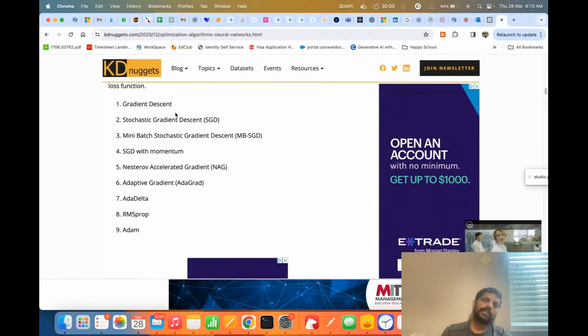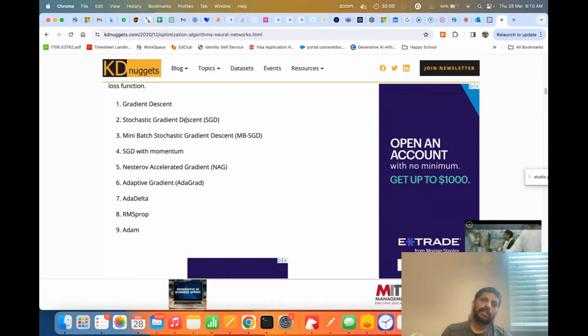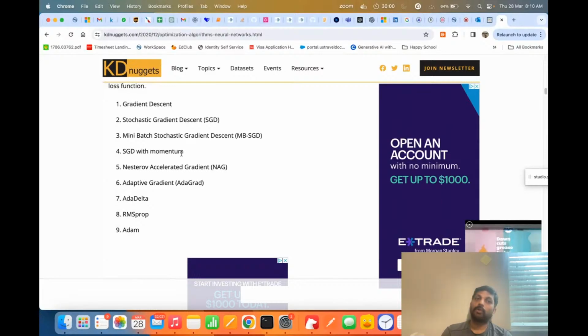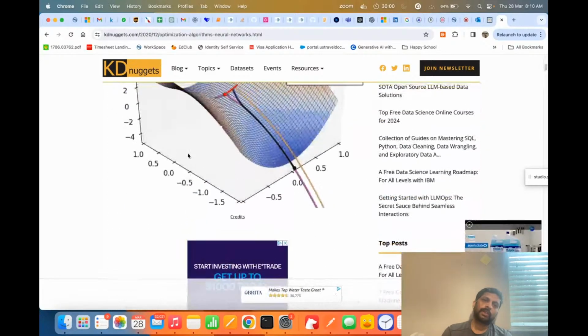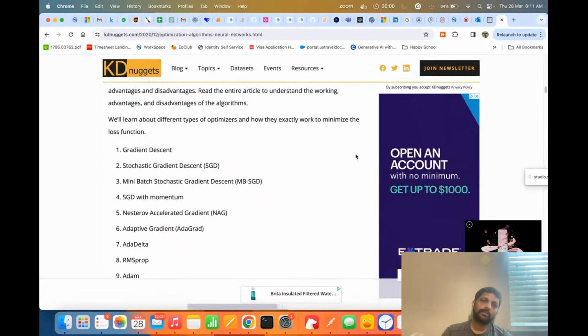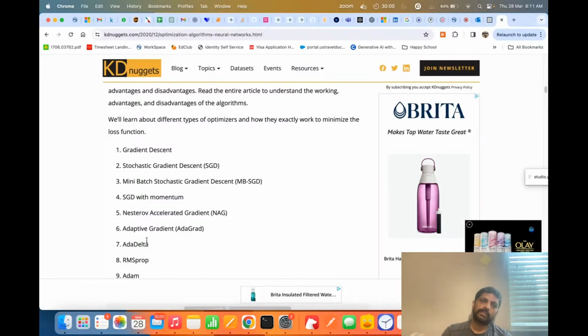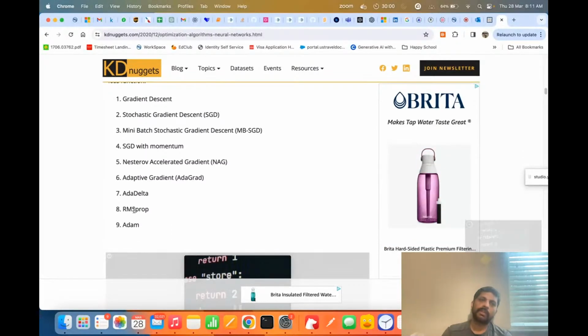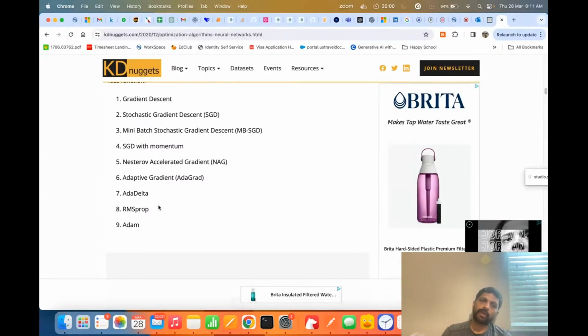GD is gradient descent, SGD is stochastic gradient descent, and MBSGD is mini batch stochastic gradient descent. Then SGD with momentum, so that is the momentum here. Then Nesterov accelerated gradient, NAG, which I have not seen. Adaptive gradient, Adagrad, is famous. Adadelta is also famous. RMSprop is also famous, and then Adam is the most famous and most used one.